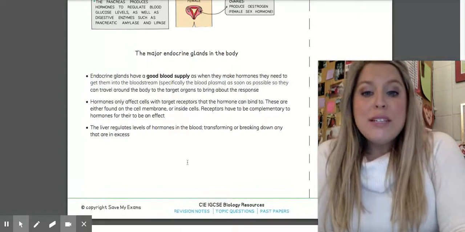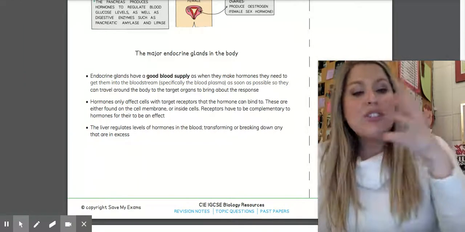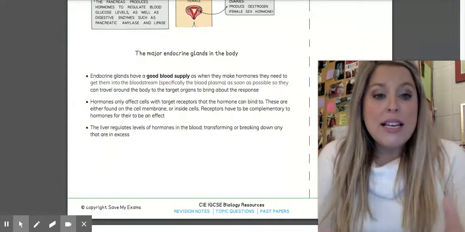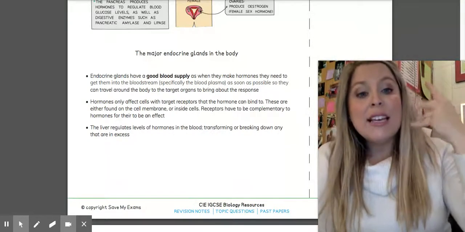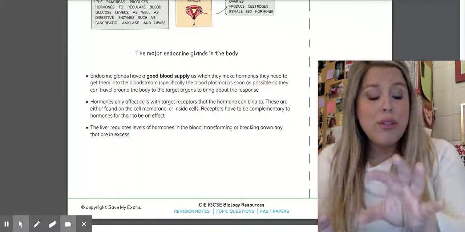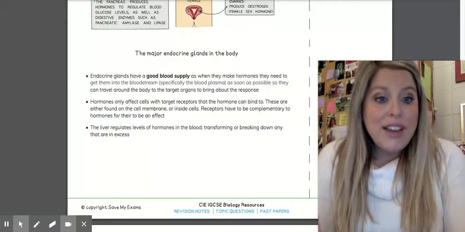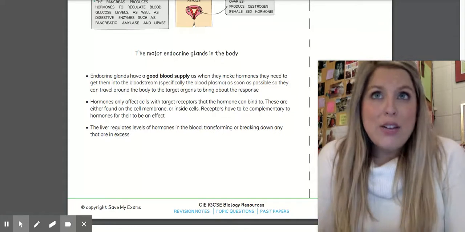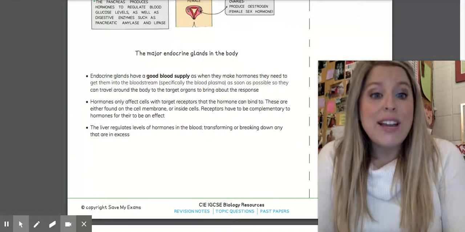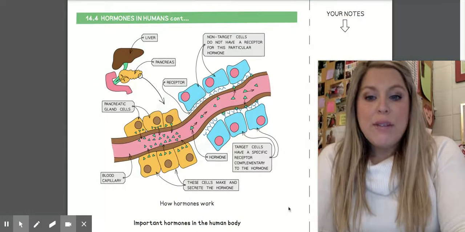Now, it's also important to note that hormones affect cells with target receptors, because remember, they're still in this realm of coordination and response. The pituitary gland in your brain is triggering the different glands to produce hormones to travel through the bloodstream to the target areas where they will have an effect. If you think back to that coordination and response unit, we had muscles and glands as our effectors. So when you're looking at this, it can be depicted in this nice little diagram here.